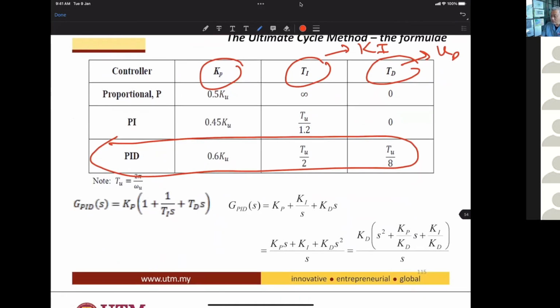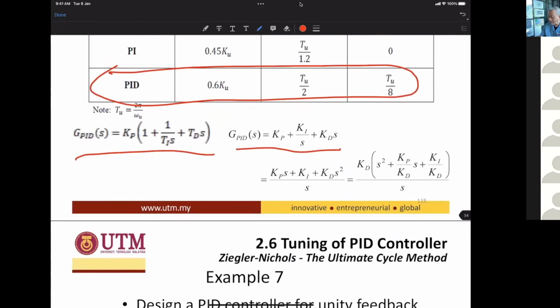And then you do the comparison with the standard Kp, Ki, and Kd. So you will get the values of the Kp, Ki, and Kd.